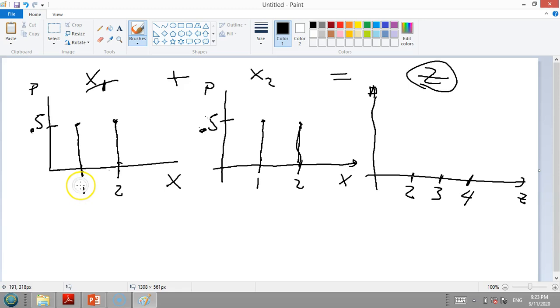Okay, the probability of getting a 1 is 0.5 on x. This is the only way I can get a 2. If I get a 1 on the first one and a 1 on the second one, then 1 plus 1 is 2. Right? So what is the probability of getting a 2?